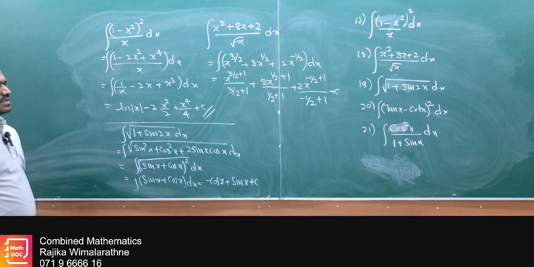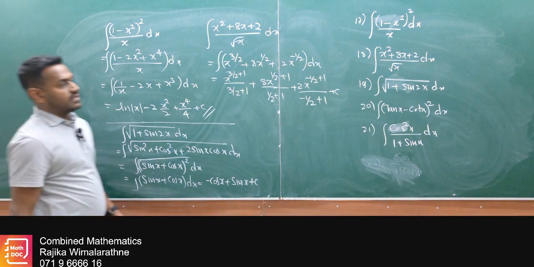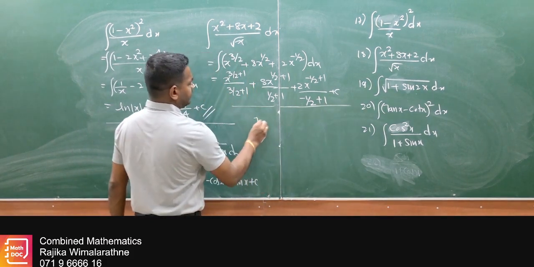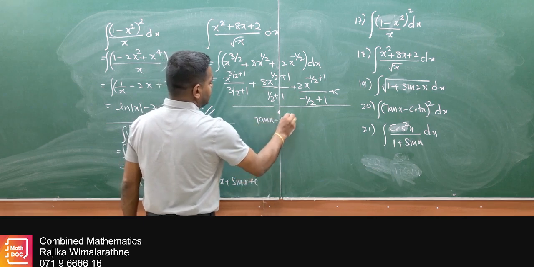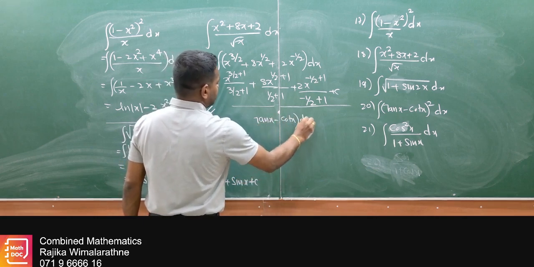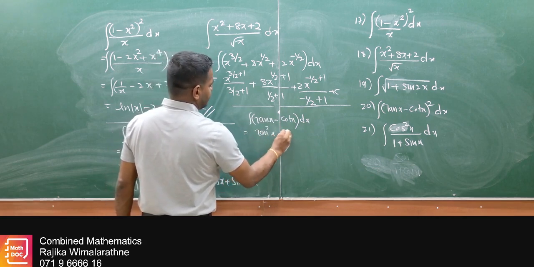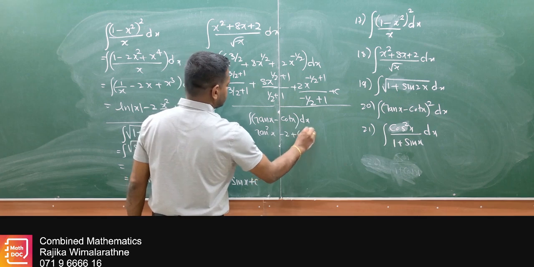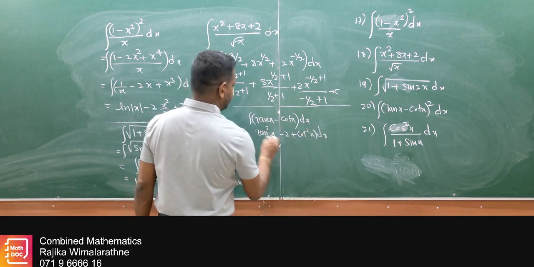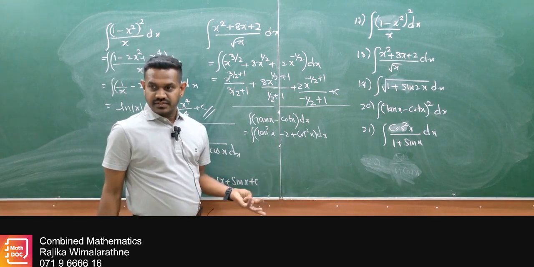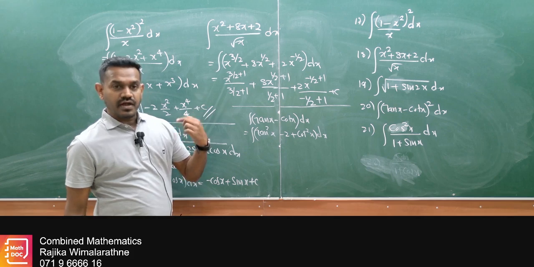Okay. Now the last two. Integral of (tan x minus cot x) squared dx: tan squared x minus 2 plus cot squared x. But we don't know how to integrate tan squared. We don't know how to integrate tan as well. But we know how to integrate sec squared.